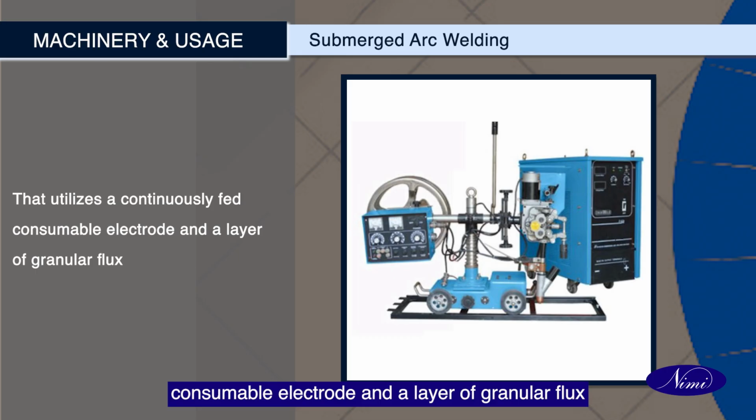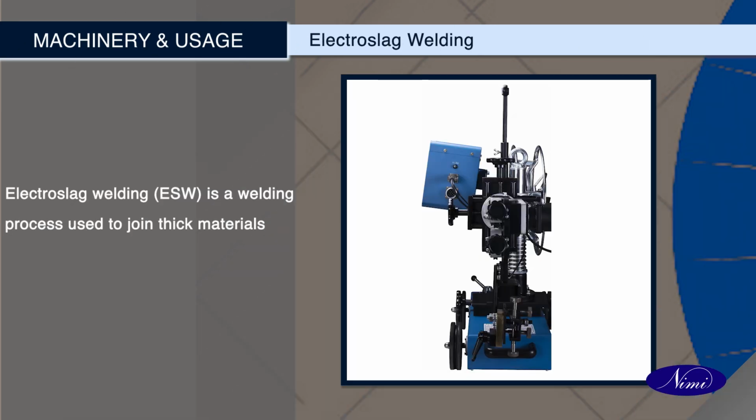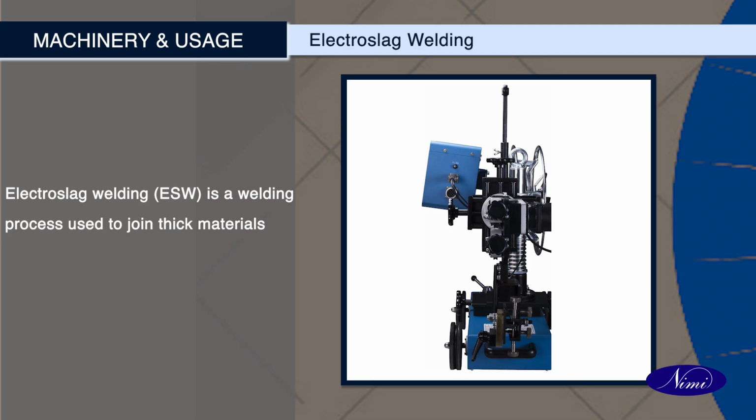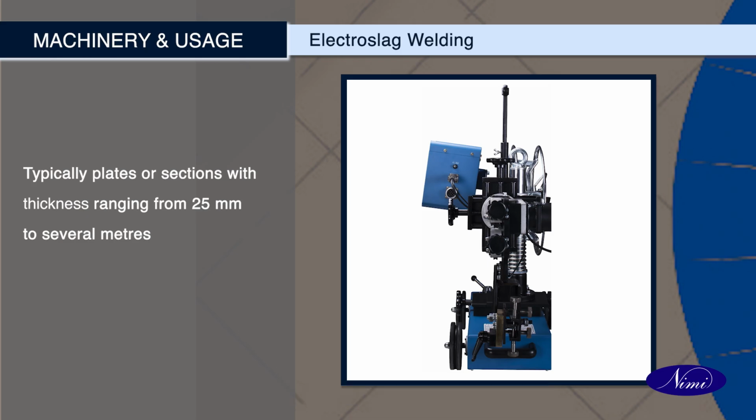Submerged arc welding. Submerged arc welding SAW is a welding process that utilizes a continuously fed consumable electrode and a layer of granular flux to shield the arc and the weld pool. Electro slag welding. Electro slag welding ESW is a welding process used to join thick materials, typically plates or sections with thickness ranging from 25 mm to several meters.